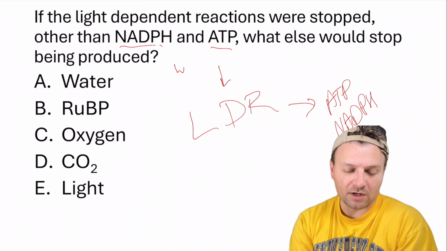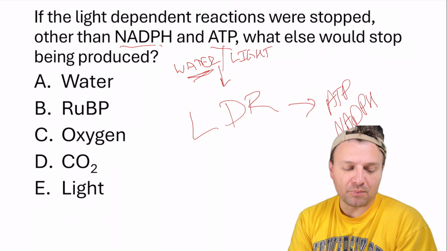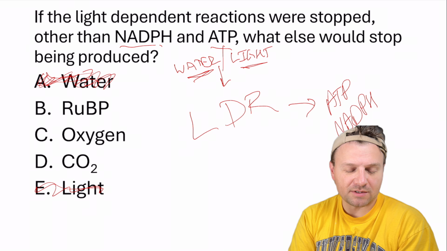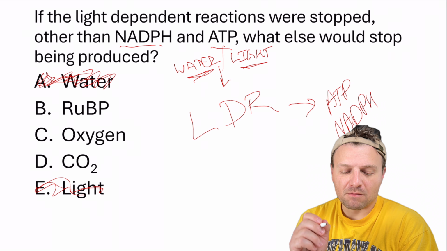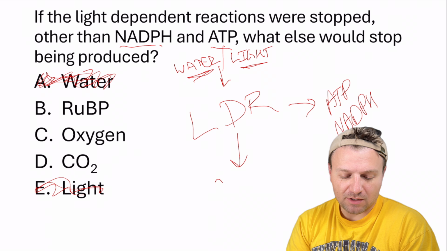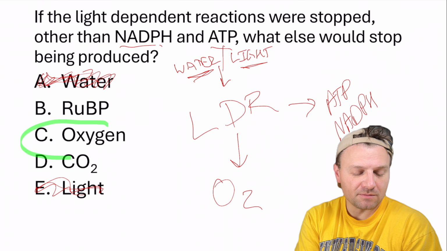They're going to use water and they're going to use light. So since these are inputs, we can just automatically take those out of our choices. So we're down to three things. Remember that the byproduct of this reaction is going to be oxygen, or O2. So that means the answer to this question is C.